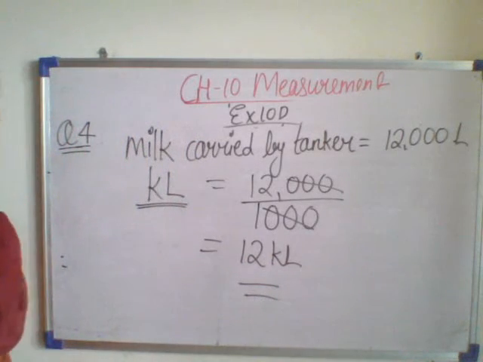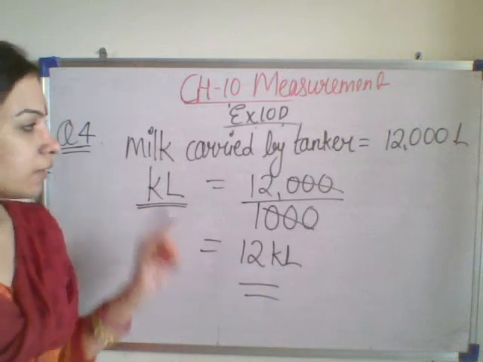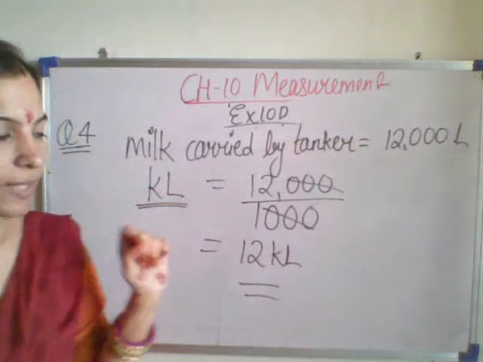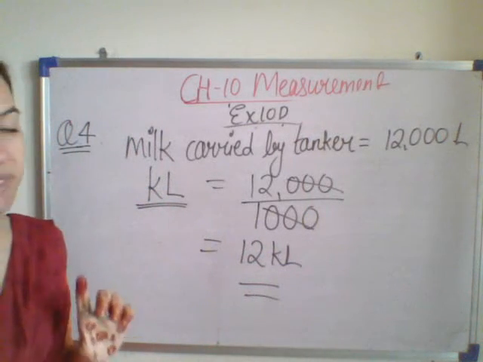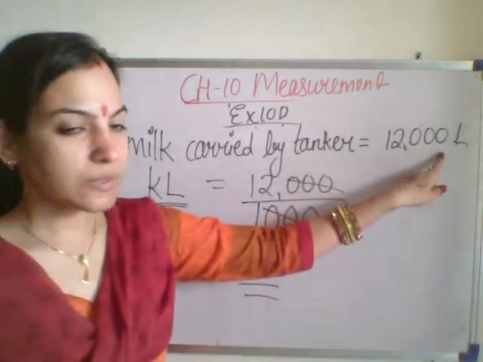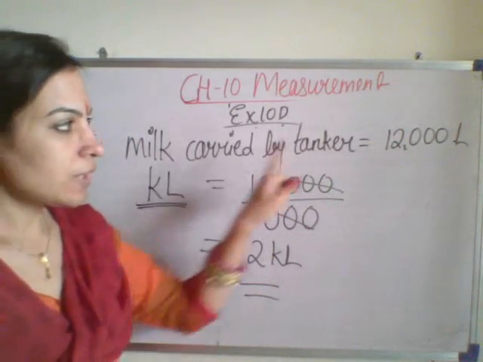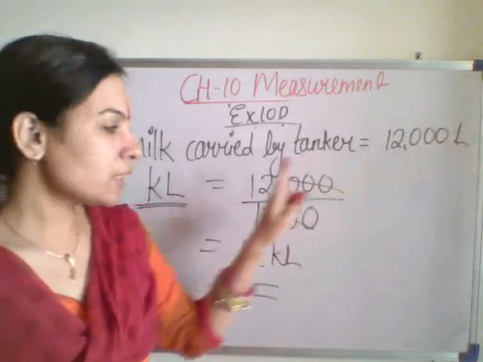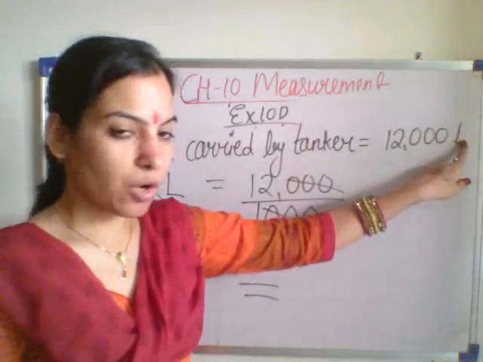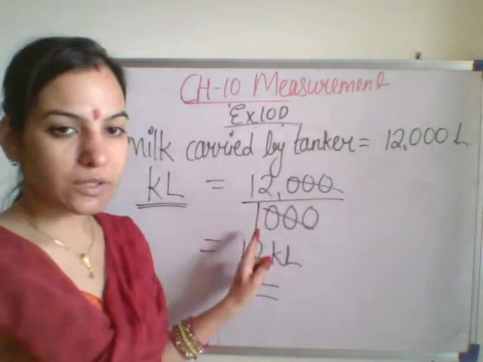Let us revise the question. In the question it is given that there is a tanker. The milk carried by the tanker is 12,000 liter. We have to find it in kiloliters. How much milk is there in kiloliters? So what we will be doing? 12,000 liter, we will be converting it into kiloliter. Liter is smaller unit and kiloliter is greater unit. So whenever we convert the smaller unit into the larger one, we have to divide it with the 1000.